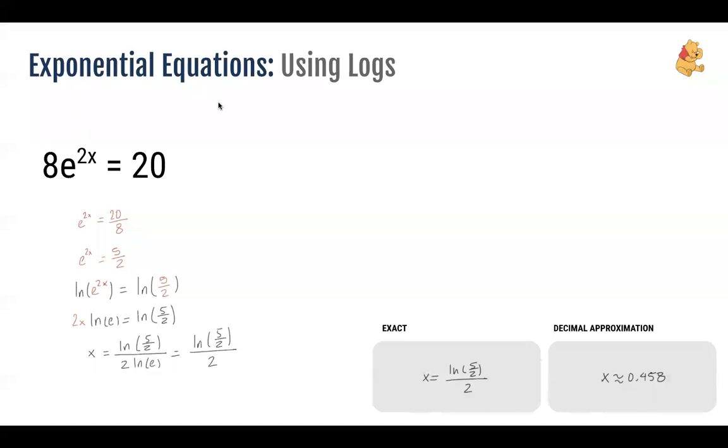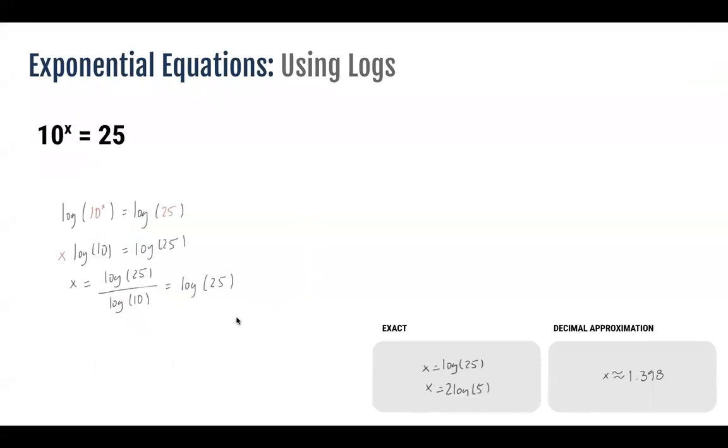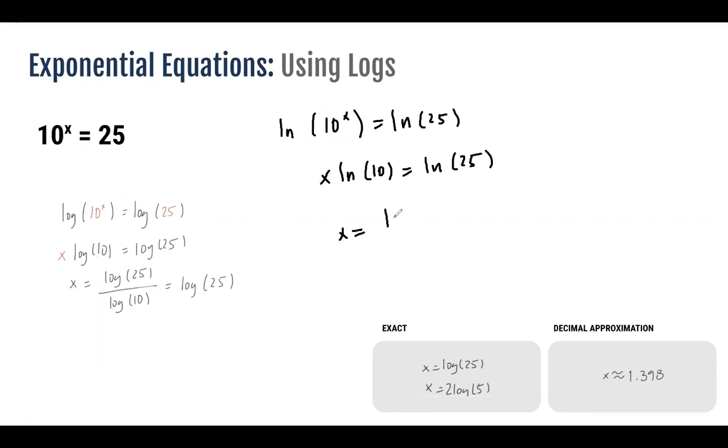The same is going to happen when you have a base 10 exponential, like this one right here. If you have a base 10 exponential, you could also use the natural logarithm in order to solve this one. You could write the natural logarithm of 10 raised to the power of x and the natural logarithm of 25. But if you solve for x, you're going to have x times the natural logarithm of 10 is equal to the natural logarithm of 25, and x will be equal to the natural logarithm of 25 divided by the natural logarithm of 10.